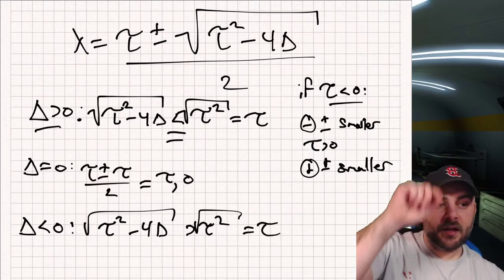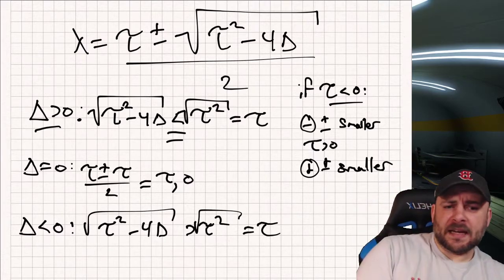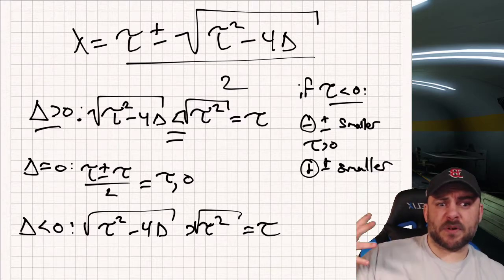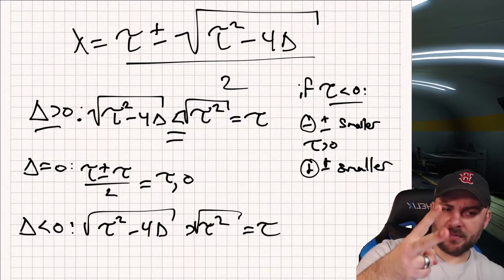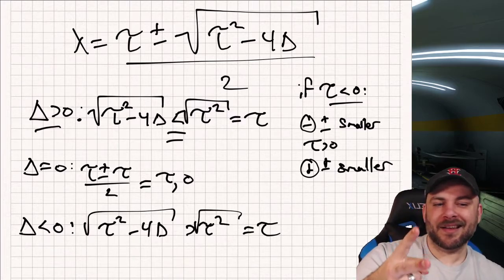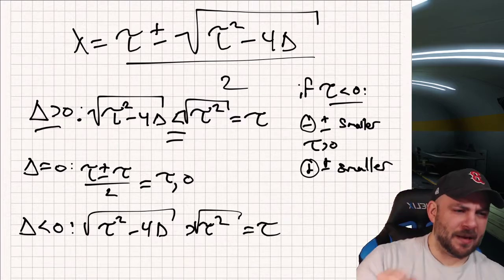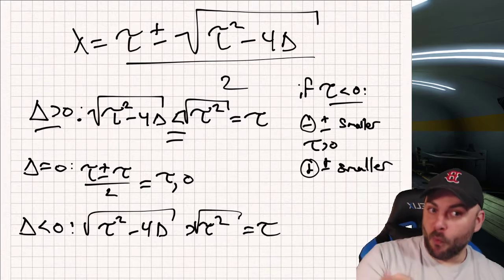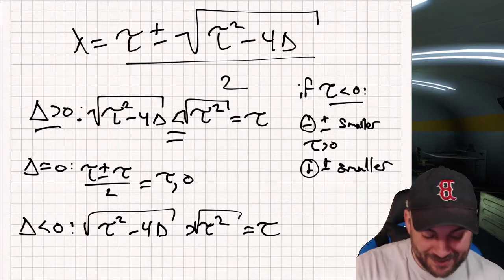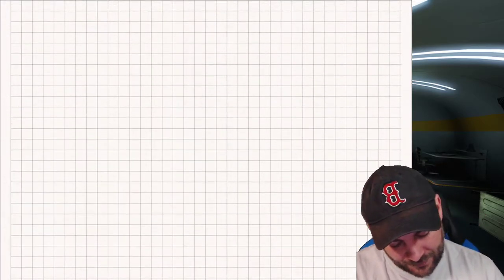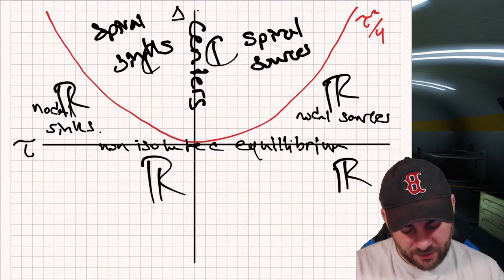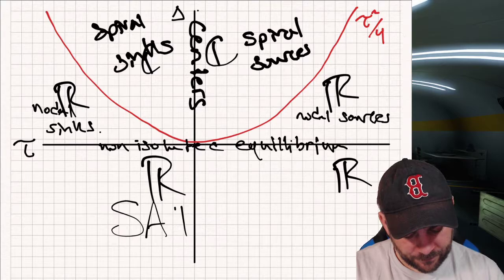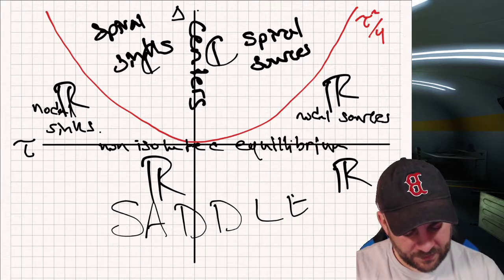Okay. So if tau were a negative number, plus or minus a number which is bigger than it, well, one of them would be positive and one of them would be negative. If tau were positive, plus or minus a number bigger than it, one of them would be positive and one of them would be negative. So, regardless of which side it's on, everything underneath here is a saddle.